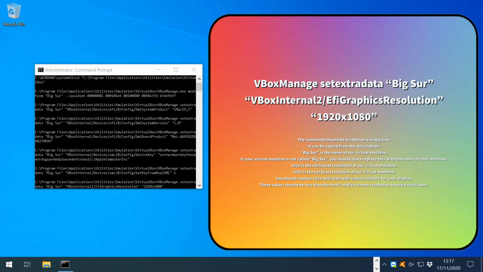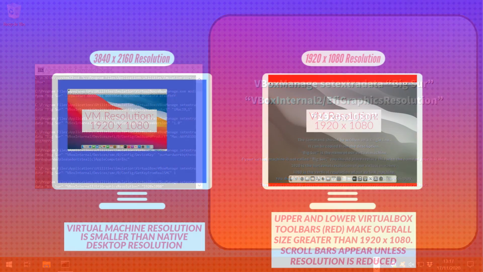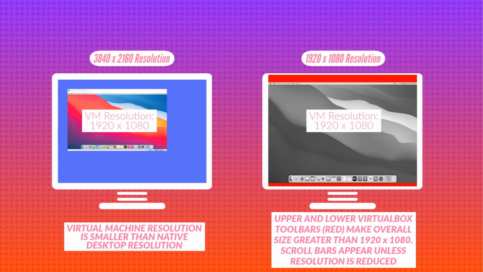Note that 1920 by 1080 represents the dimensions of the display window. We can accommodate this because we're running on a 3840 by 2160 monitor. A 1920 by 1080 resolution couldn't accommodate this setting without scroll bars, unless running in full screen mode. This is because the virtual window has upper and lower toolbars, which must be accommodated within the overall display area.